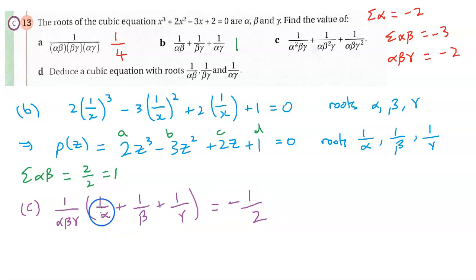And then we have to times it by 1 over alpha plus 1 over beta plus 1 over gamma, which is the same as negative b divided by a. And since b is negative 3, negative b would be positive 3. So positive 3 divided by a, which is 2. And so we end up with negative 3 over 4 here.